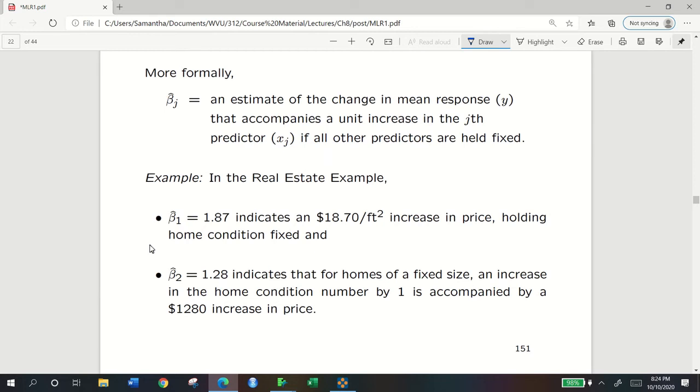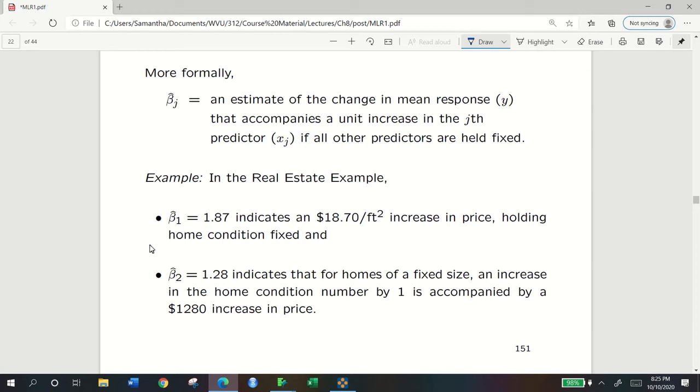As you will definitely be asked to define your beta slope estimates, we can say this formally: beta j hat is an estimate of change in our mean response y that accompanies a unit increase in the jth predictor xj if all other predictors are held fixed.